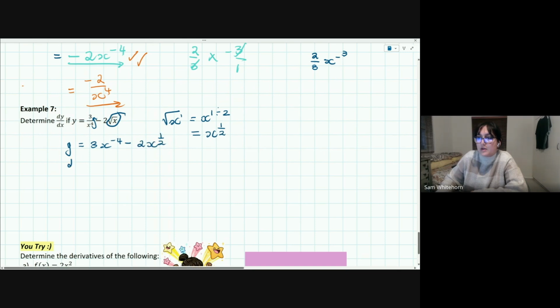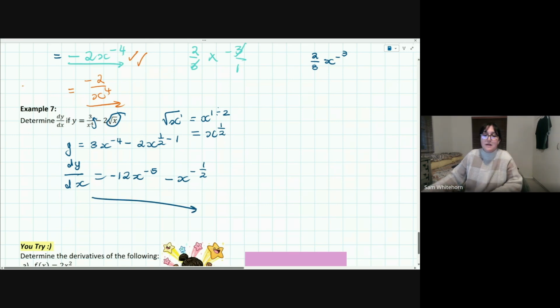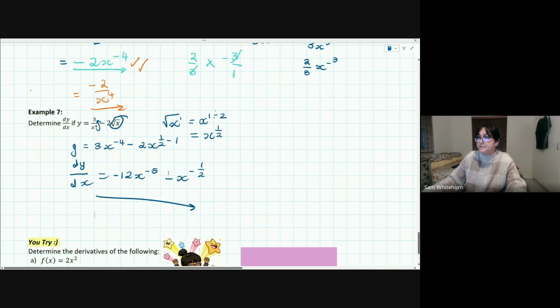Now we can apply our derivative or introduce our derivative notation. Minus 4 times 3 is negative 12. x to the power minus 5 because we subtract 1. Negative 2 times a half is a negative 1. A half minus 1 is a negative a half. So negative x to the power negative a half. Again, if you want to fix those negative exponents, go for it. But in calculus, honestly, we don't care. We will give you full marks.